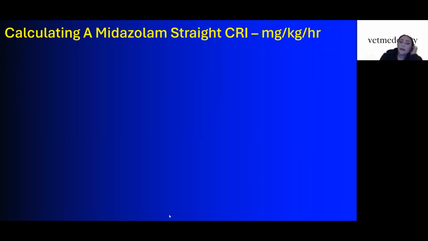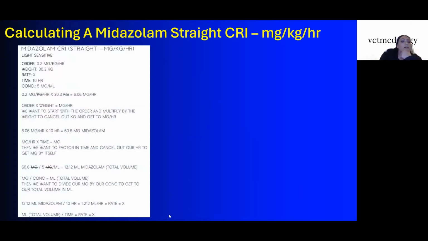All right, so we're going to calculate a midazolam straight CRI first in mg per kg per hour. So we indicate at the top that it's light sensitive, and our order is 0.2 mg per kg per hour. Our weight is 30.3 kilograms. Our rate is not known yet. Our time is 10 hours, and our concentration of midazolam is 5 mg per mil.